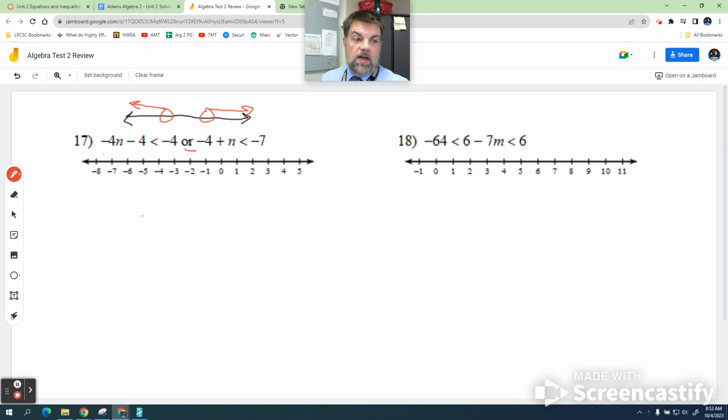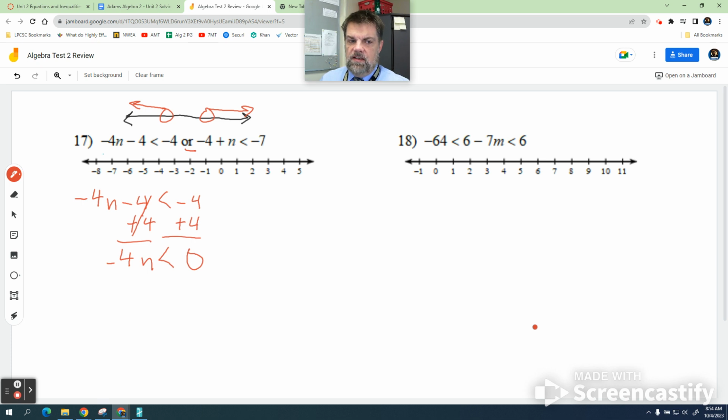So I'm going to say negative 4n minus 4 is less than negative 4. A lot of negative 4's there. Okay, so I'm going to add 4 to both sides here. I get negative 4n because these will cancel, right? Oh, wait a second. They don't cancel. They add up to equal 0, right? But also, these add up to equal 0.